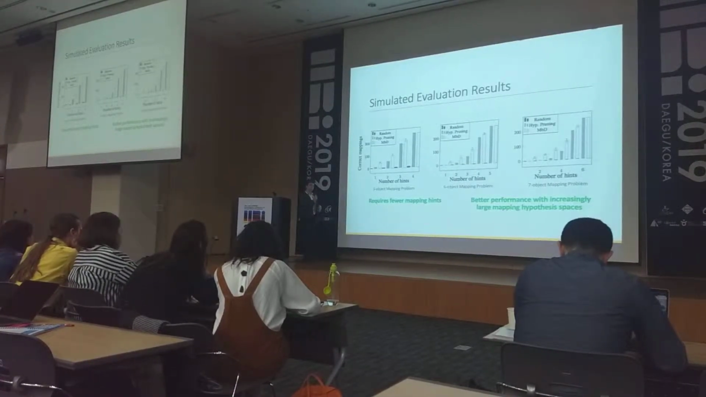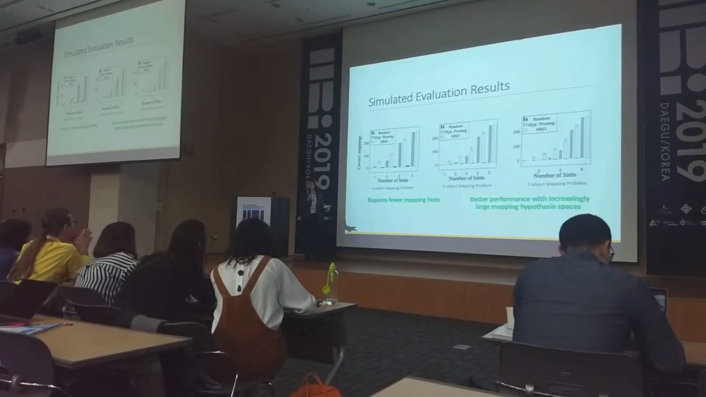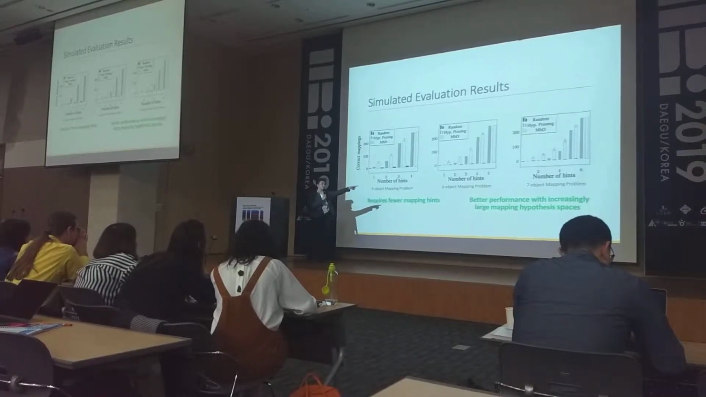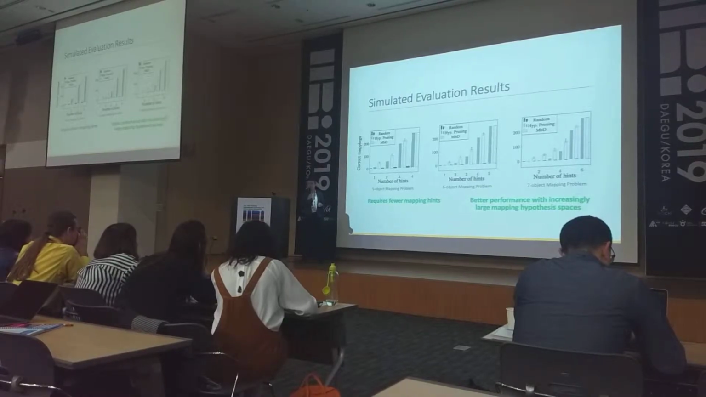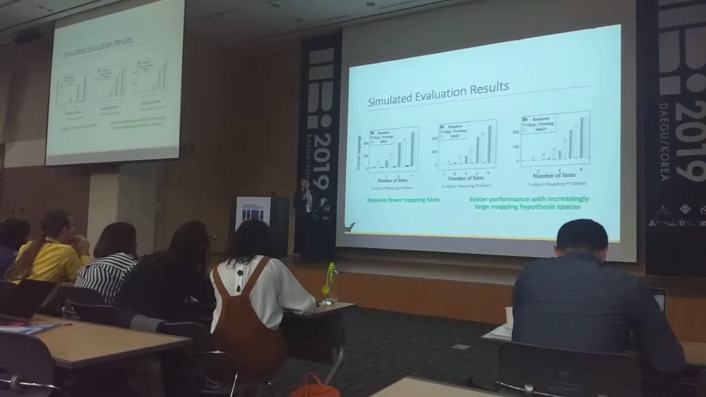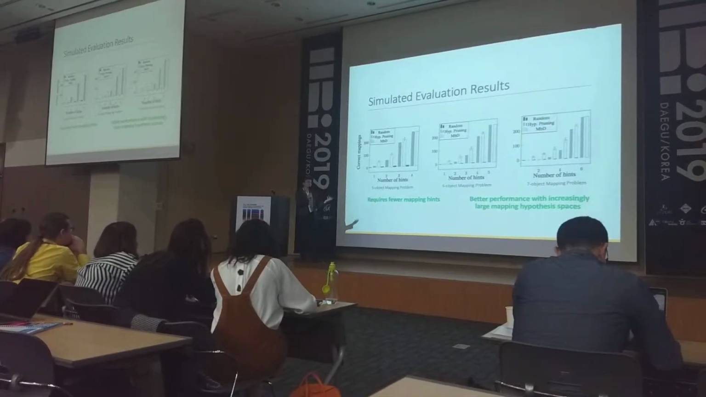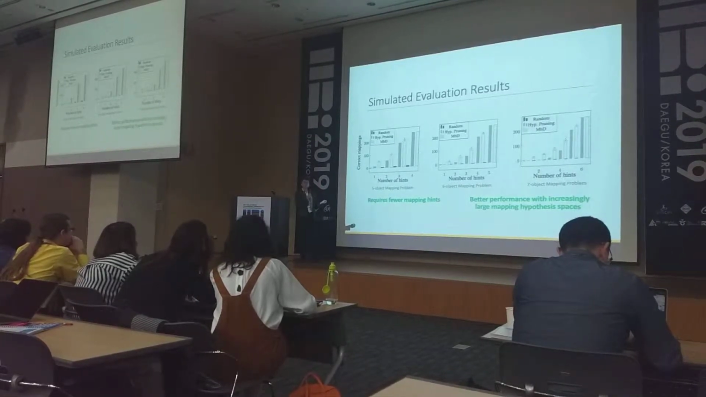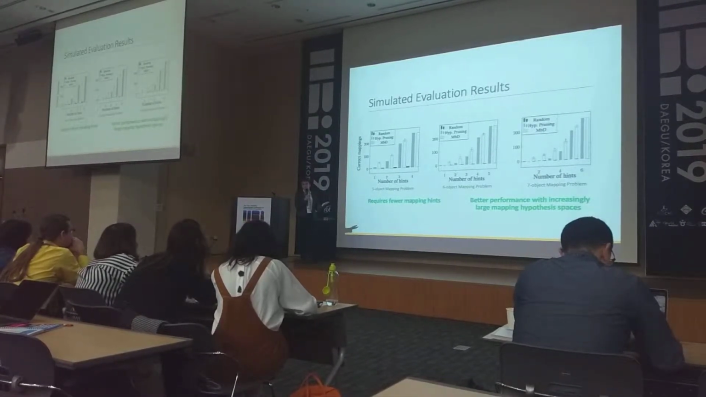We see that this is even more important as the problem complexity increases. So for 6 object and 7 object mapping problems, the problem space grows exponentially. And so it becomes even more important to use assistance from the human teacher to infer not just the mapping hypotheses, but which feature to use to evaluate those hypotheses.